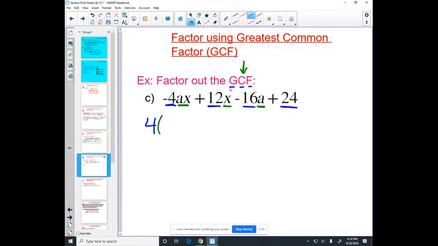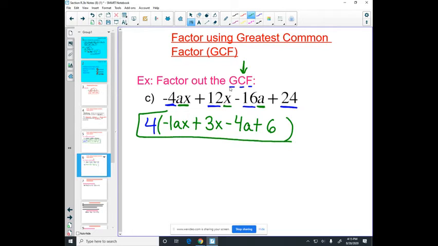This one we said, though, we could divide by 4, so that's what I'm going to do. -4 divided by 4 is -1. Then I have to leave the a and the x because I didn't pull those out. 12 divided by 4 is 3, and leaving that x there as well. -16 divided by 4 is -4, leaving the a. And 24 divided by 4 is 6. And that is our simplified polynomial expression.